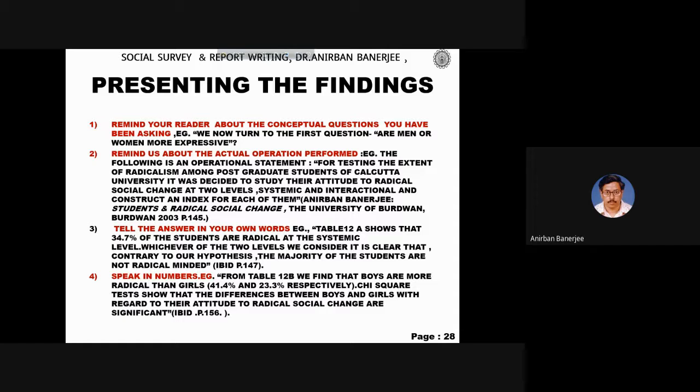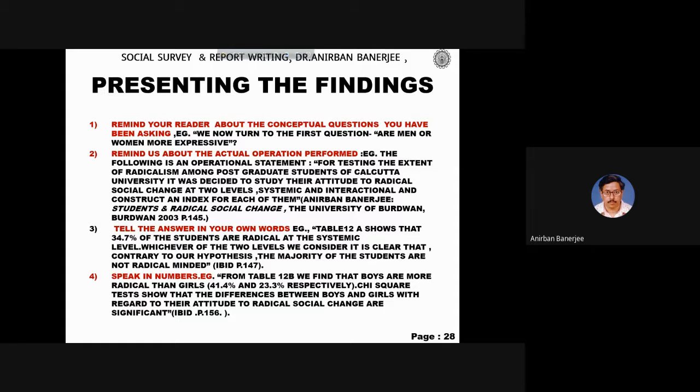Now you present the findings. You remind your reader about the conceptual questions you have been asking. Example, we now turn to the first question: are men or women more expressive? Remind us about the actual operations performed.